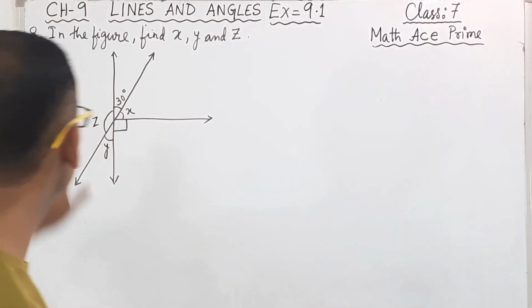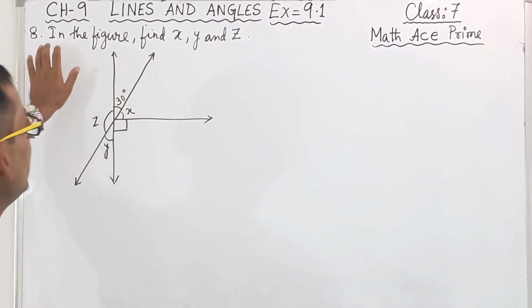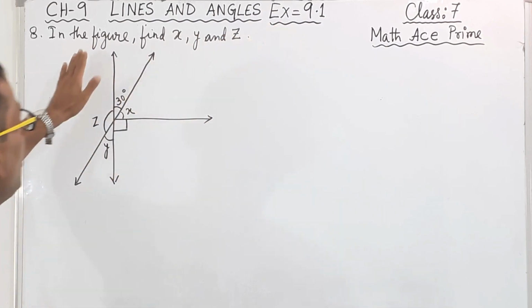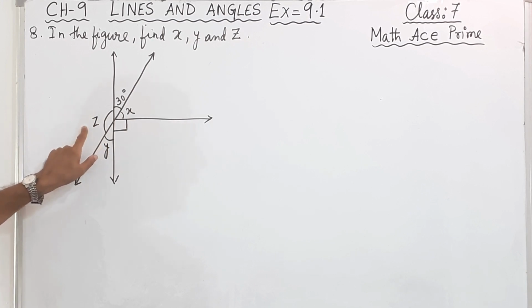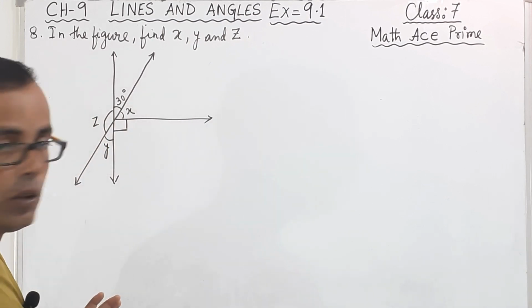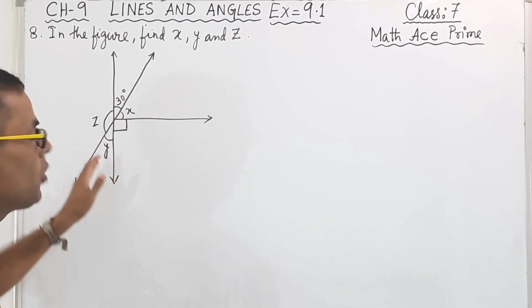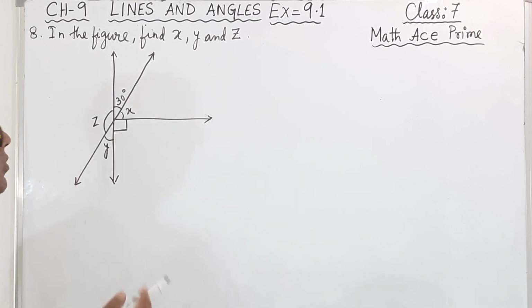Now we have come to the last sum of this exercise 9.1. In the figure, find x, y and z. So here you can see x, we have to find out how much, z you have to find out, and y also you have to find out. So you can find out serially also, x first, then y, then z, or y, z. So it is all up to you. So how will I find out?